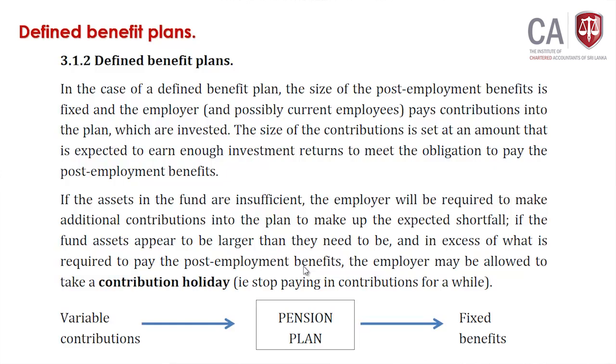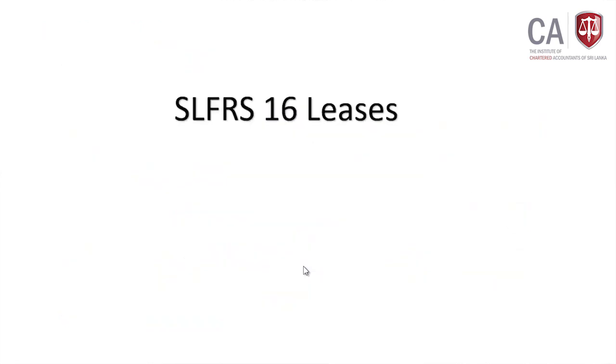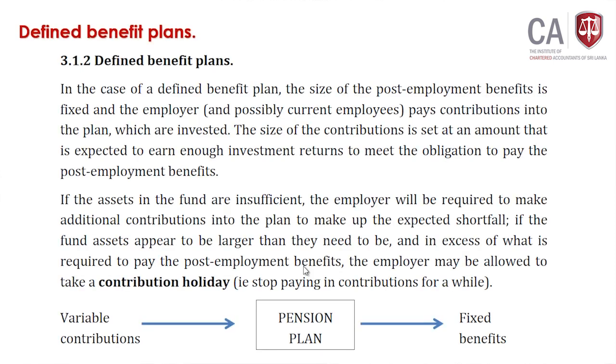If there is an excess over whatever is required to pay post-employment benefits, the employer may be allowed to take a contribution holiday. If your plan asset has extra money, you can stop contributing for a period. Which means, let's say your obligation is 50 million and you have a 70 million asset in the fixed deposit. Since you have 20 million extra, you can avoid contributing to the fund for a short period, right? Finally, you can understand it's a variable contribution to the pension plan from which you will take what? A fixed benefit, right? Fine. So that's the end of LKAS 19.